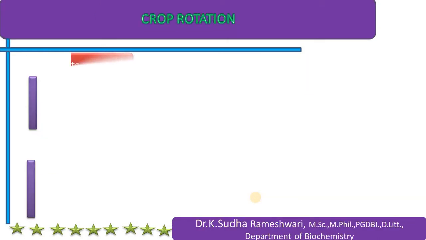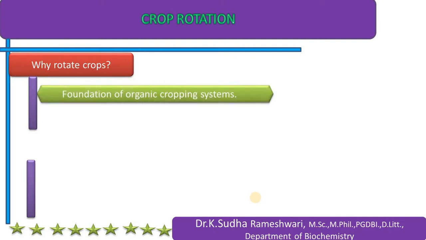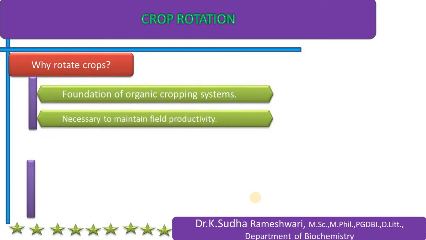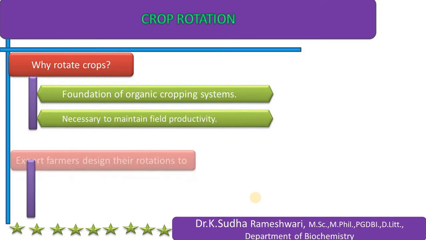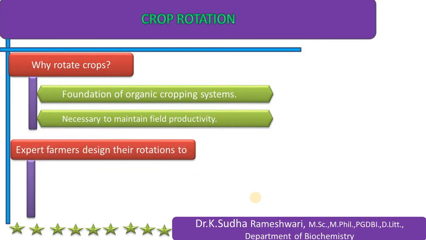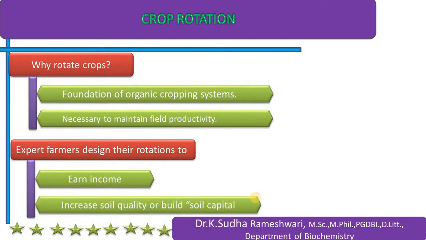Next we see why crop rotation is used. Effective crop rotations are a foundation of organic cropping systems. Organic farmers recognize that crop rotation is necessary to maintain field productivity. Expert farmers design the rotations to earn income, increase soil quality, or build soil capital.